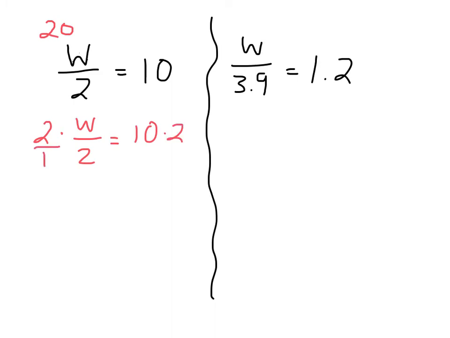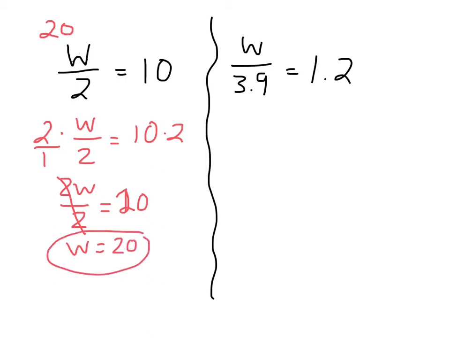because 2 times w over 2 becomes 2w over 2, and 10 times 2 is 20. But 2 over 2 is 1w. So that's how I cancel out the dividing by 2. So I'm left with 1W equals 20.